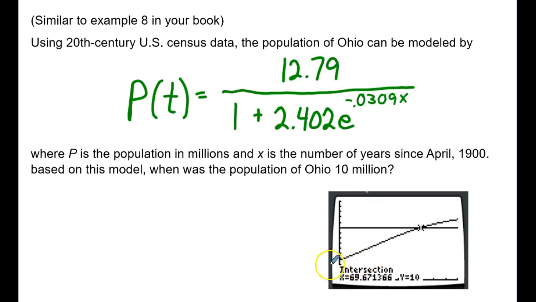We have the graph of the logistic function, which you can see has a slight curve to it. And then we have our 10 million. So this represents the 10 million, the population we're looking for, how many years it took to get to that. And this is the logistic function, the part on the right side of the equation. So if we graph those two, we're looking for when those two graphs intersect, which you can see is approximately 69.67 years since 1900.